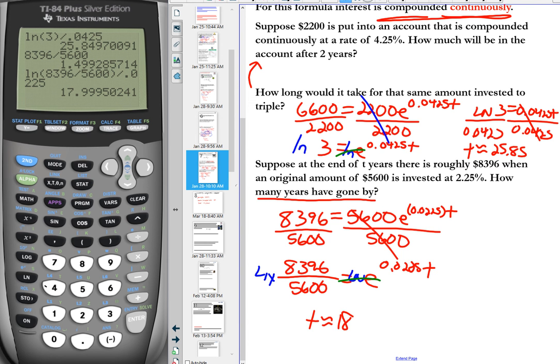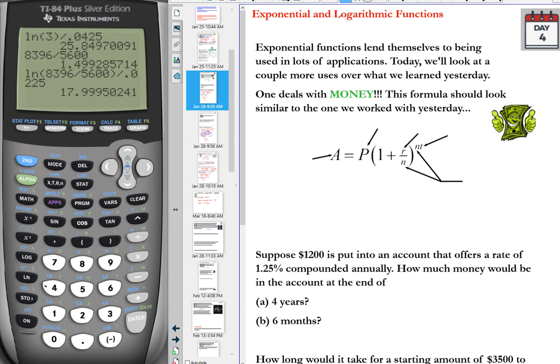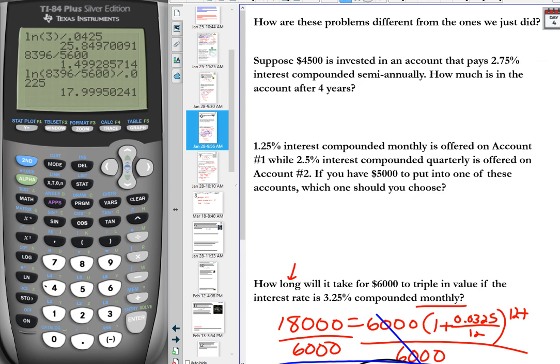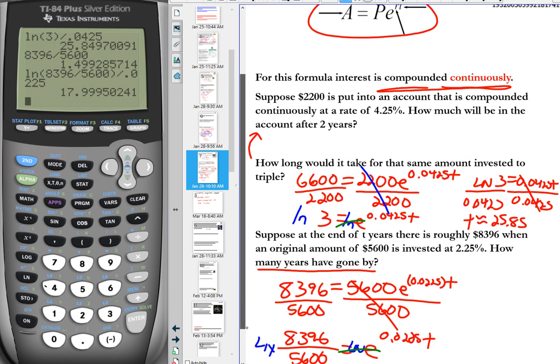So anytime we see interest, we need to use the e. Anytime you see continuously compounded. That's what was introduced yesterday. From what I understand, this formula will show up on the quiz, and this formula will show up on the quiz, because apparently those are the only ones that show up on the reference sheet at the end of the year, the final.